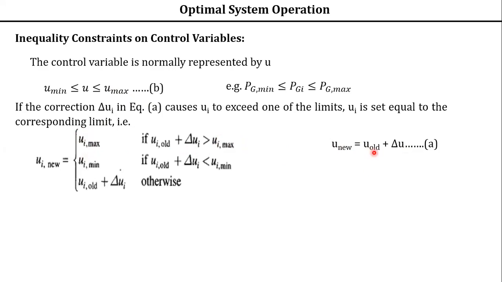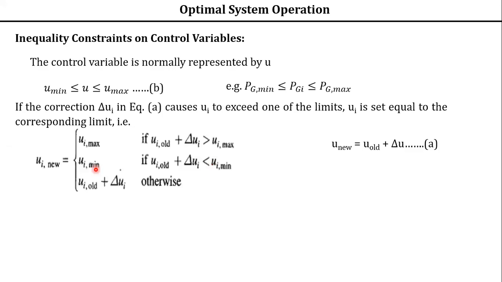If this sum, that is equation A, is violating the lower limit, that is, if it is less than the minimum value, then it is clamped. The ui new value will be clamped at ui minimum. Is it clear? This is how we have to clamp the values. We have discussed this already in the load flow studies.